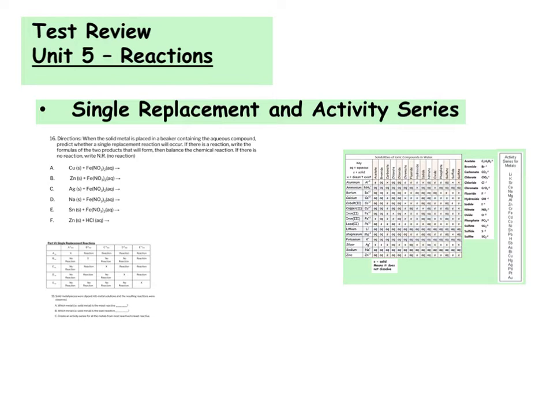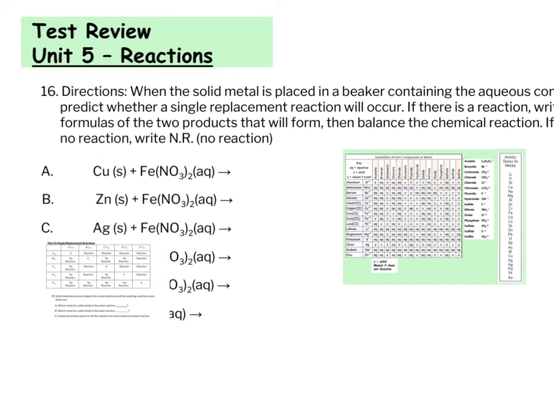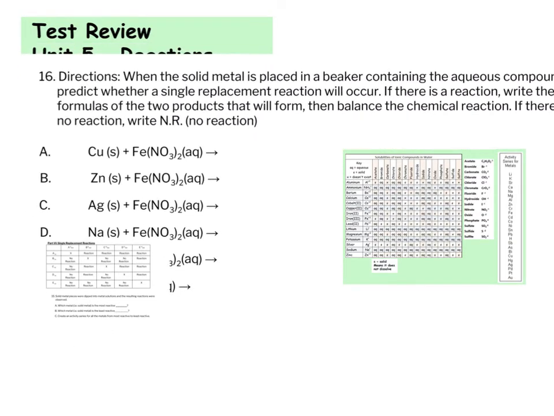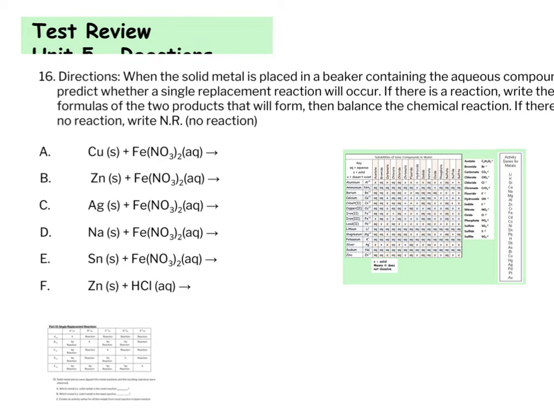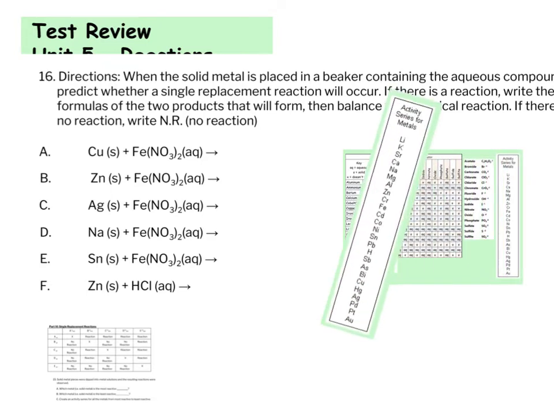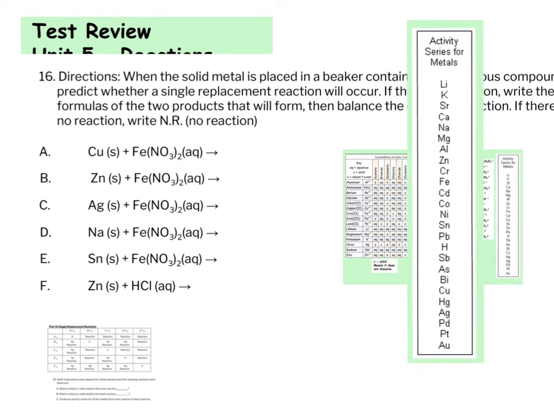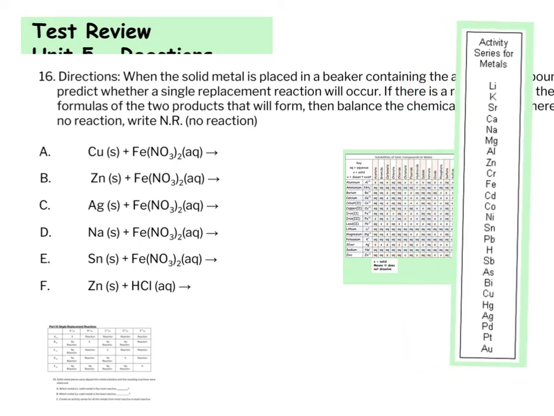Single replacement and the activity series. Now, on the review sheet we have these sample problems here. And what we have to do is try to figure out if this happens or not. So we need the activity series, which is on your reference sheet, and just this part of the reference sheet is actually the activity series.